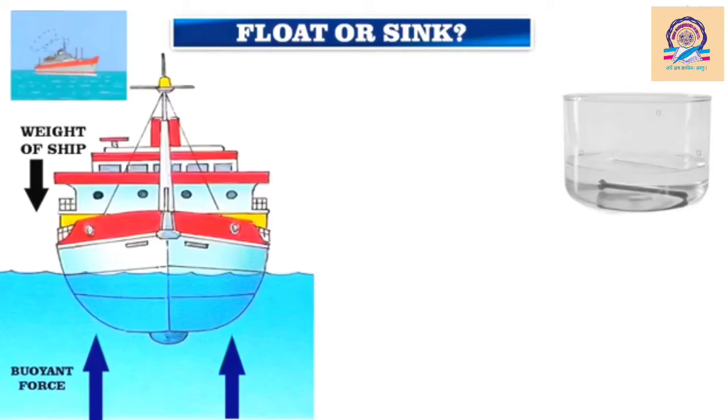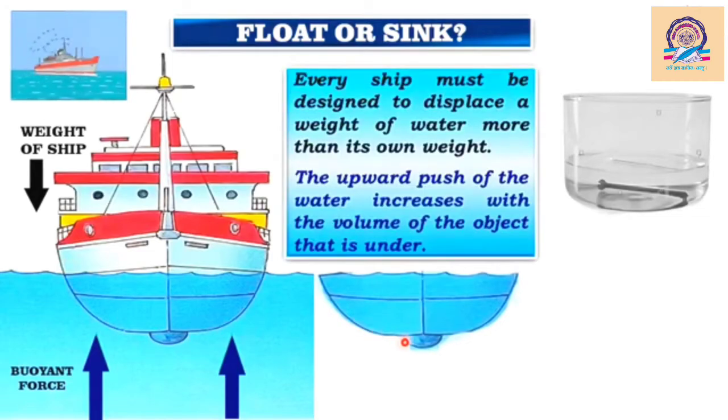Now let us try to understand why a ship which is so big and heavy floats on water, but a nail which is so small sinks. Now look at this picture. This is the ship floating on water, and this portion shows the part of the ship under water. That means the ship has displaced this much water from its place. This is the displaced water.